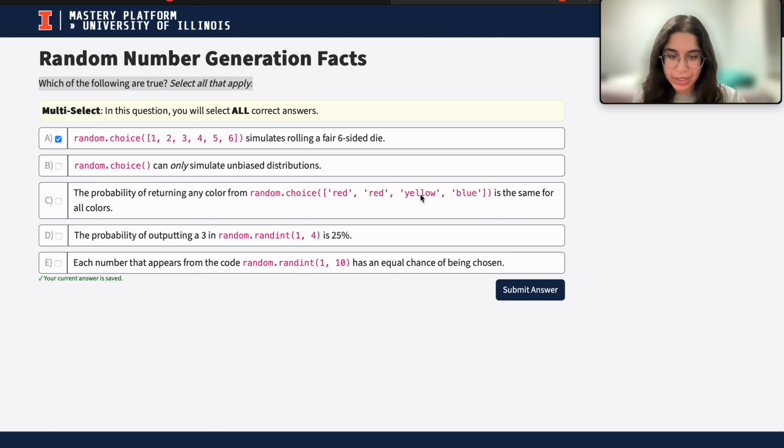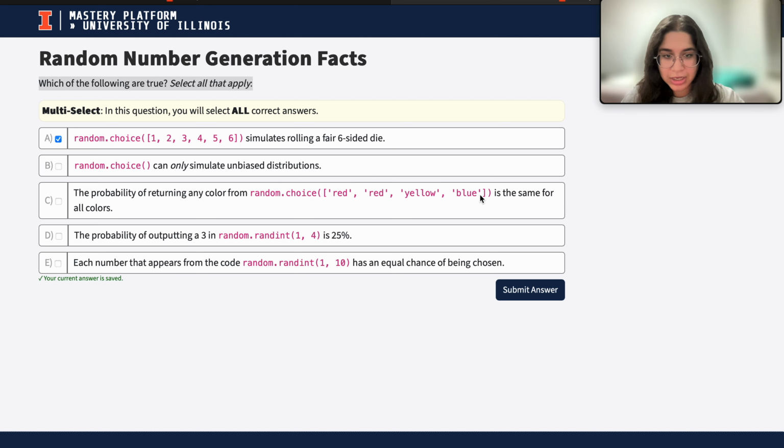The fact that red occurs twice shows that any value can occur any number of times, which can cause a distribution to be biased or unbiased. So it's really the choice of the coder or anyone who's writing the generator to decide if this distribution should be biased or unbiased. So that's why answer choice B is incorrect, because answer choice C, as we could see, basically proved that random.choice can also generate biased distributions.